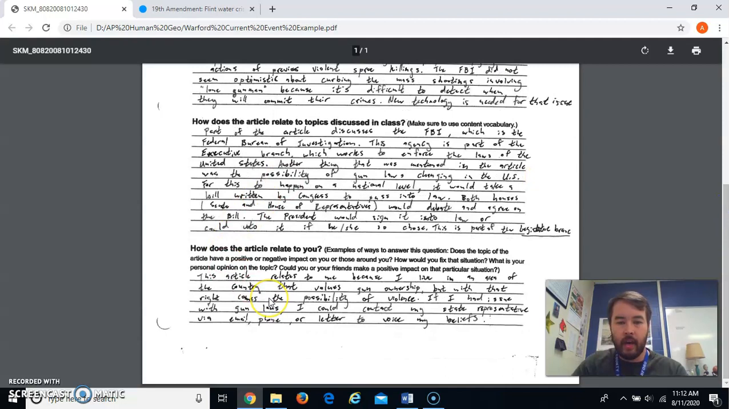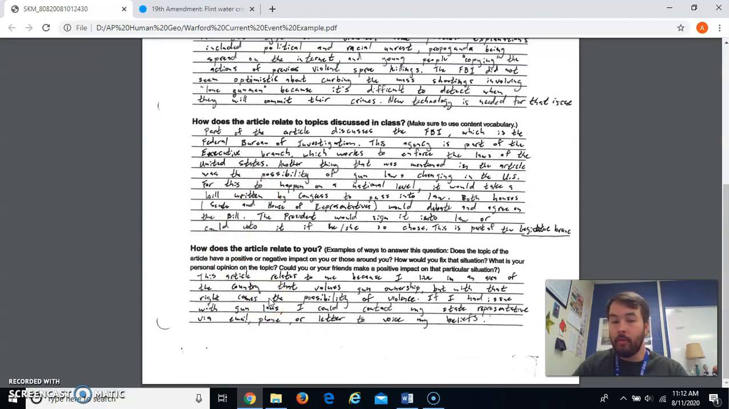And then he's got the how does it relate to you. Again, you can read that on your own time. I'm going to attach it. So every time you do a current event, I'm going to tell you when they're due, how many you got to do, and you're going to have weeks, usually with an S, weeks to write them on your own time.